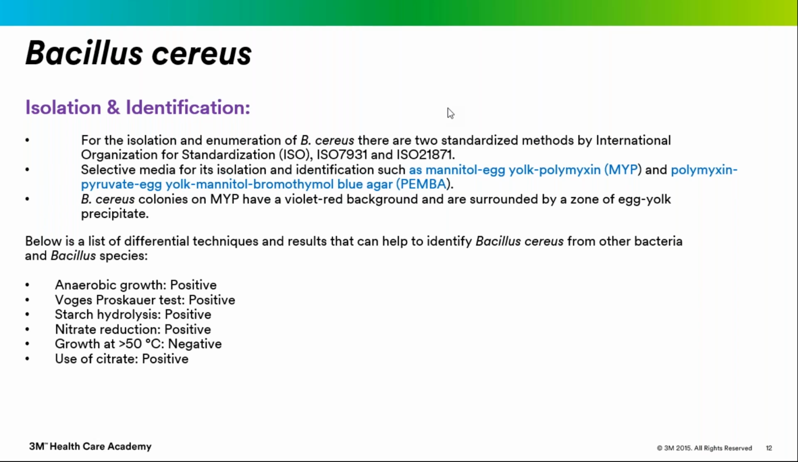Bacillus cereus colonies on MYP have a violet-red background and are surrounded by a zone of egg yolk precipitate. Below is a list of differential techniques and results that can help to identify Bacillus cereus from other bacteria and other Bacillus species. Anaerobic growth is positive. Voges-Proskauer test is positive. Starch hydrolysis, nitrate reduction, and citrate utilization are positive. And growth at greater than 50 degrees centigrade is negative.